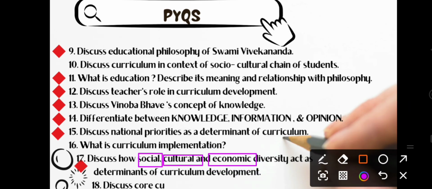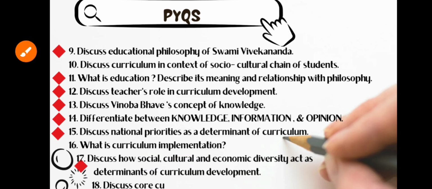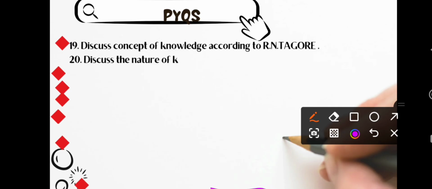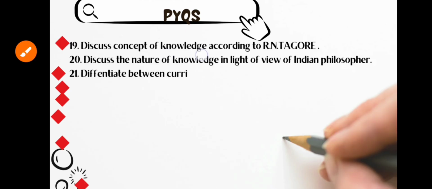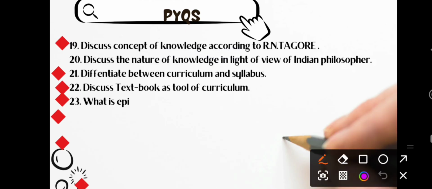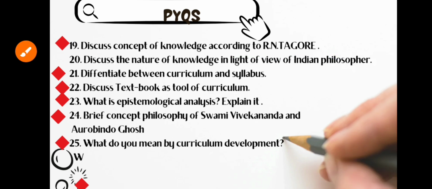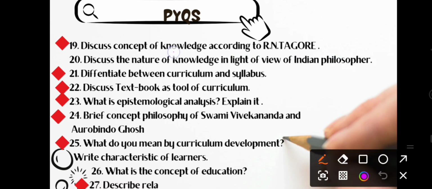Okay. Moving toward question number 18, that is discuss the core curriculum in the Indian context. We have to define the core curriculum in view of the Indian context. Okay. Moving toward the next slide, question number 19 is discuss the concept of knowledge according to Rabindranath Tagore. Okay. So an important personality in regards to this paper, that is Rabindranath Tagore. You have to explain the educational philosophy of Rabindranath Tagore. Okay.